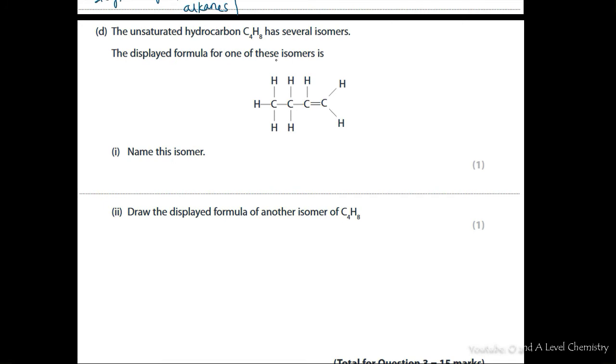Okay. The unsaturated hydrocarbon C4H8 has several isomers. The displayed formula is basically when you show every single bond. You cannot just say show one and do not show the others. That's not going to work. You have to show every single bond. That's one of the common mistakes that happens. Okay, so we have to name this isomer.